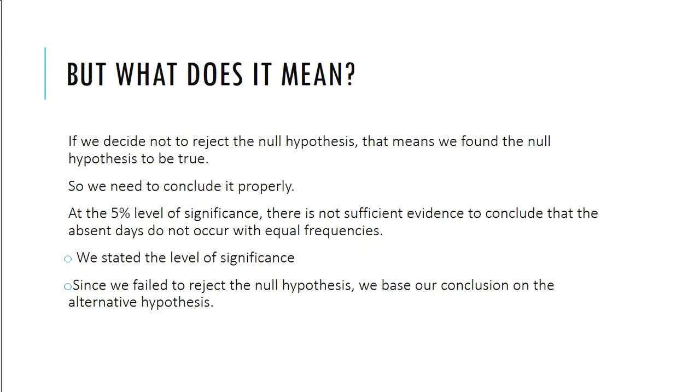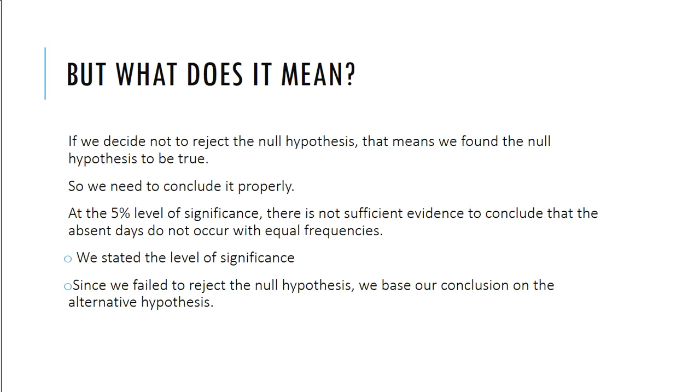What does that mean, though? So if we decide not to reject the null, it means we found the null hypothesis to be true. So we need to conclude it properly. At the 5% level of significance, there is not sufficient evidence to conclude that the absent days do not occur with equal frequencies. What? That's really confusing. So what we did is we stated the level of significance, and since we failed to reject the null, we based our conclusion on the alternative hypothesis. I know it's crazy, but in statistics, that's what they do, because you're not really testing your null, you're testing your alternative.